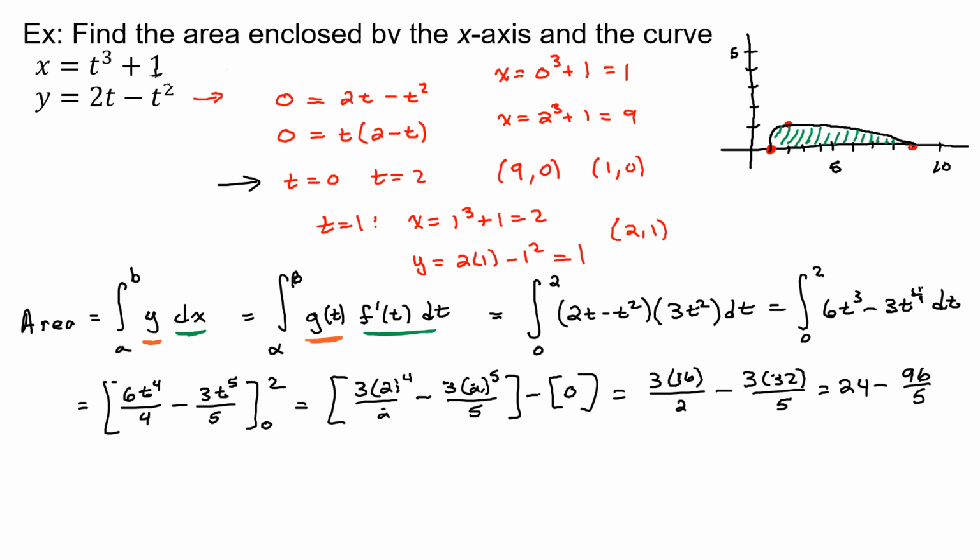Yeah, 96. And so if I do 24 minus 96 over 5, you have to get a common denominator of 5, whatever 24 times 5 is. Let me think for a minute. 24 times 5 is 120. And then subtract the 96. Anyway, you'll get 24 fifths. Type it in the calculator if you need to. But that's the amount of area under that curve between the curve and the x-axis.